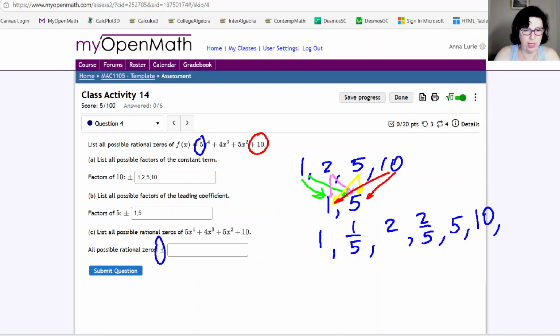Okay, so those are your answers. So this is going to be 1, 1/5. If you want to, you can order them, but you don't have to. 2/5, 5, and 10. And remember, this is plus minus. So what this theorem is saying is that if you're looking for any rational roots of your function, you do not have to look at anything else. Can this function have other rational roots? No. Only these are the ones that will be there.